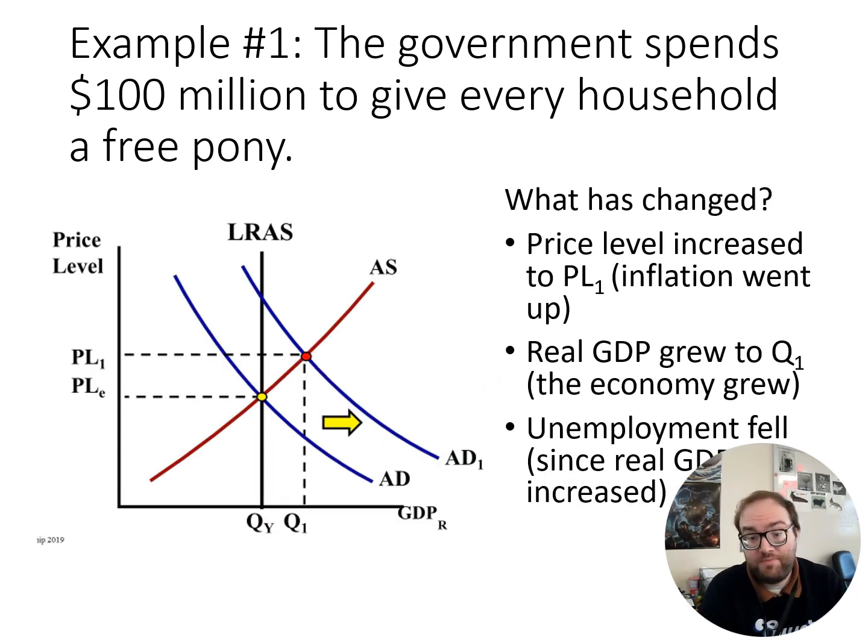So what has changed? The price level increased, which means inflation went up. The economy grew, and unemployment fell. This is basically how you're going to do all of these problems. You're going to figure out what graph is shifting. You're going to figure out what direction it's shifting. You're going to shift the graph, and then you're just going to read the graph to find the answers. It's pretty simple.